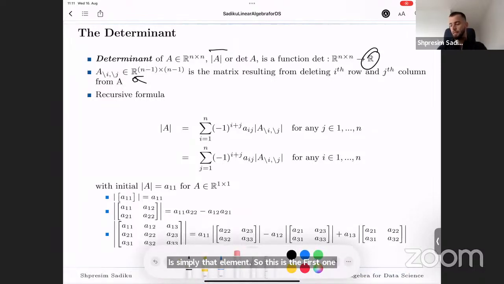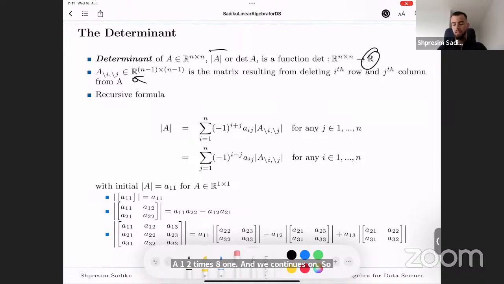And then, by definition again, the determinant of a 2 by 2 matrix is simply a11 times a22 minus a12 times a21. And we continue so on.